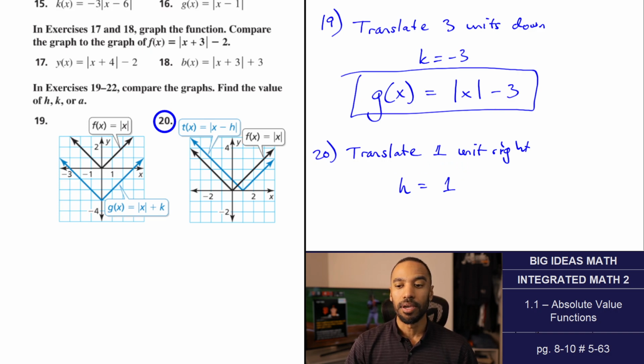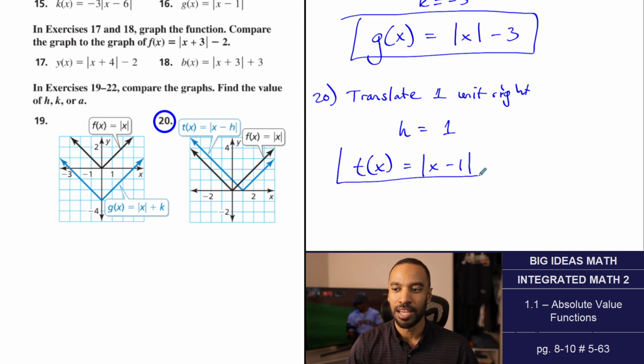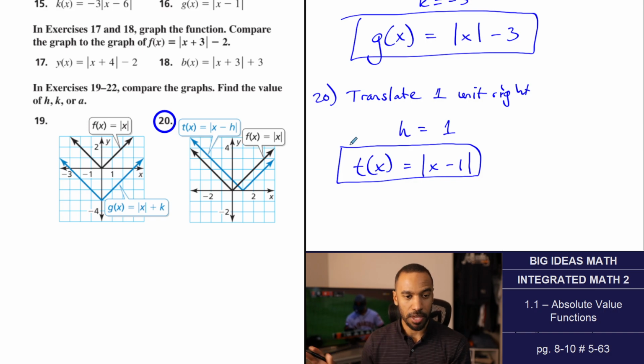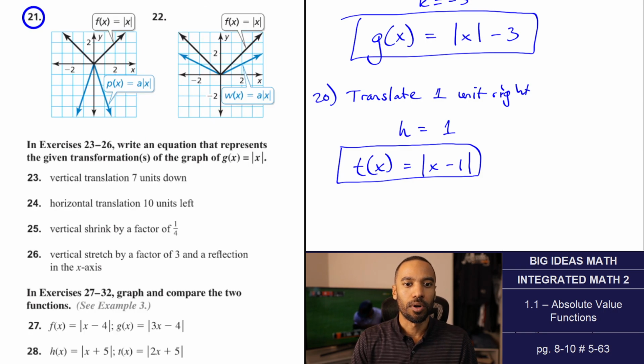Positive 1. Now, the equation has a minus in it. You see it, absolute value of x minus h. That's actually how the parent function is designed to look. So this will say x minus 1 inside of the actual function itself. And that makes it behave like we want it to. That's what's going to allow it to do exactly that.